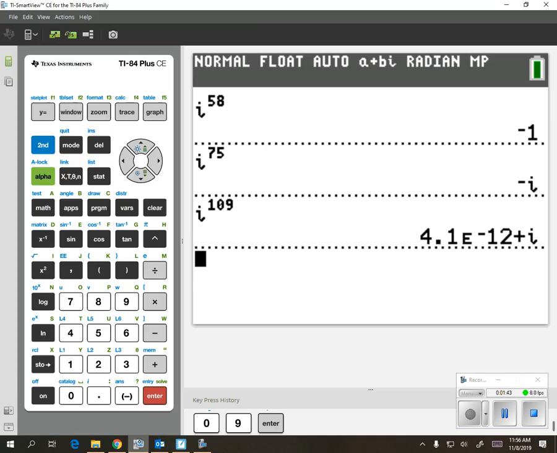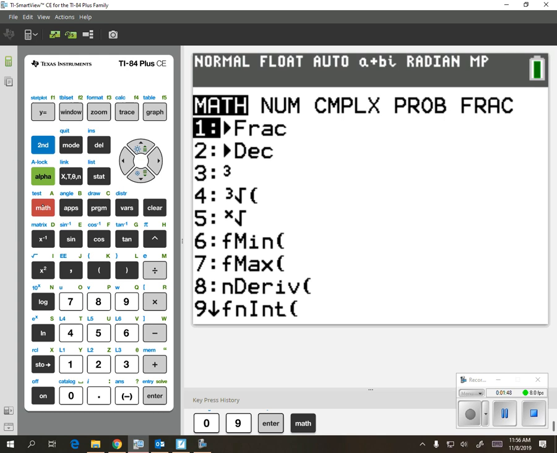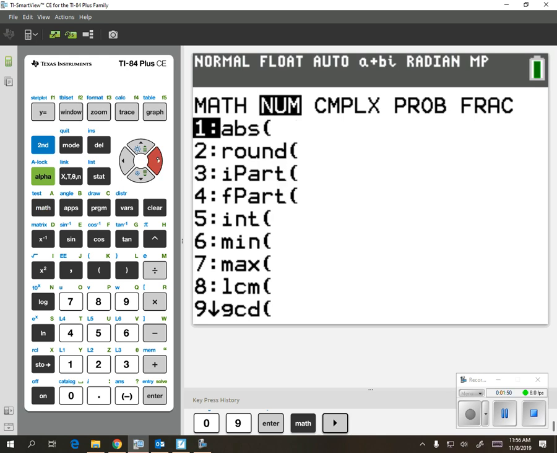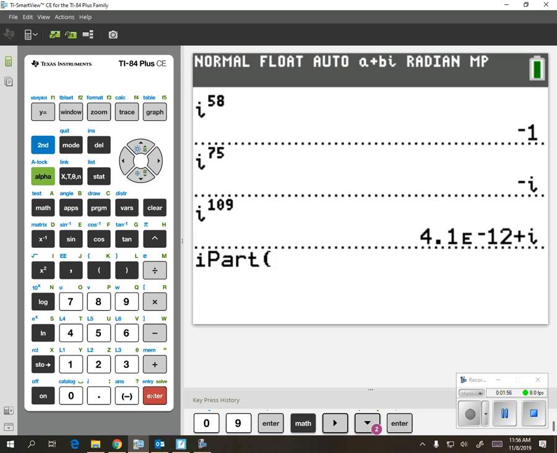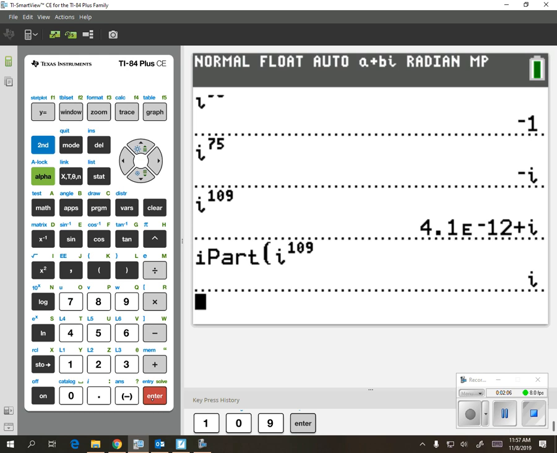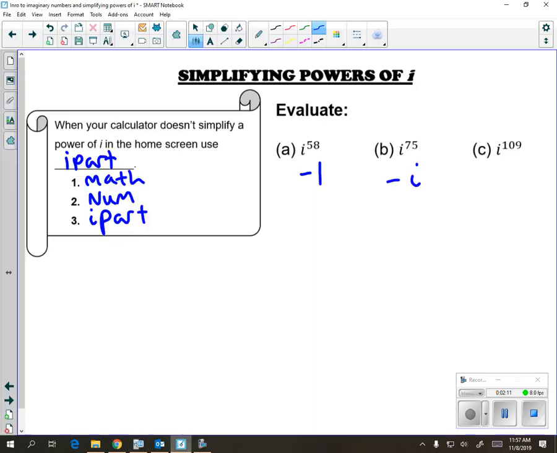So let's do it on the calculator. We're hitting Math, we're scrolling over to Number, and we're going down. It's going to calculate the imaginary part. Now that you have IPART, you could plug in I to the 109. And now it will actually calculate it for you and tell you that it is I.